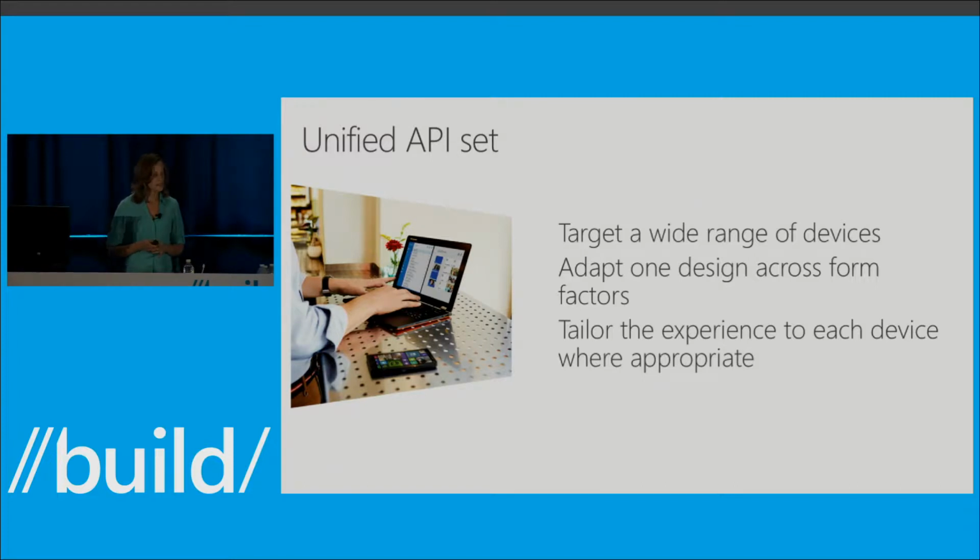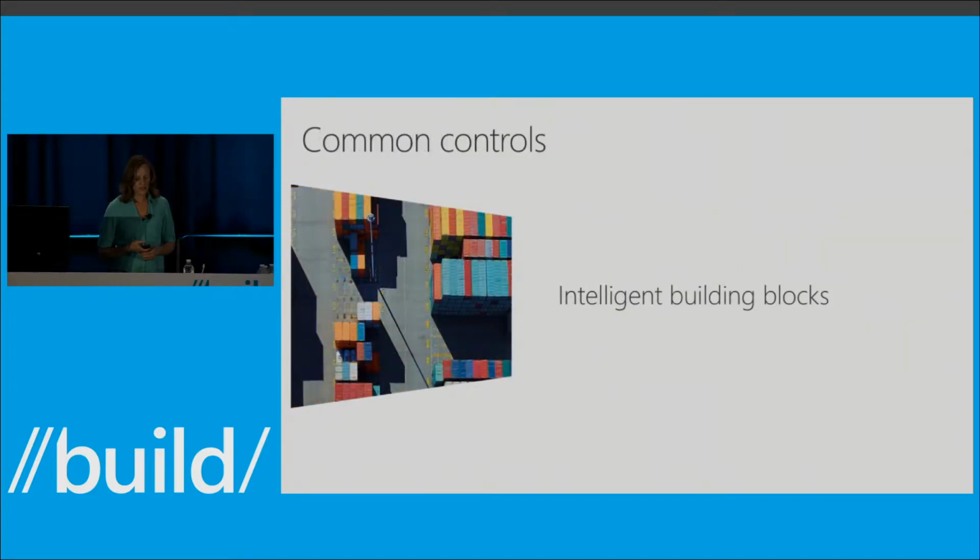To make this possible, we created a unified API set across Windows and Windows Phone to abstract many of the differences between these devices. We have also rationalized the common control sets between Windows and Windows Phone into one set of controls that are optimized to work on a range of sizes as well as input methods. You don't have to start at square one.